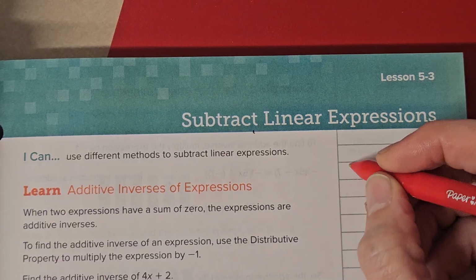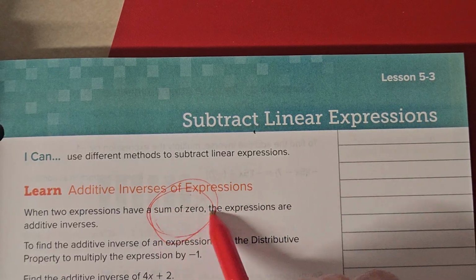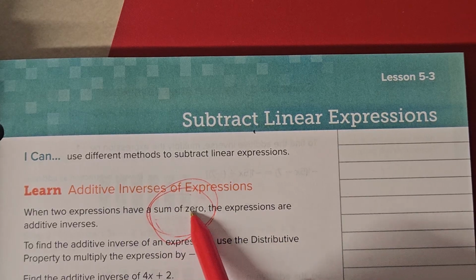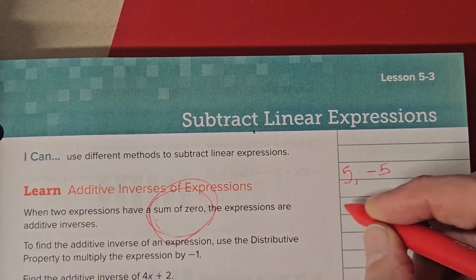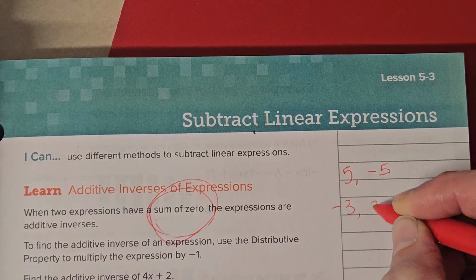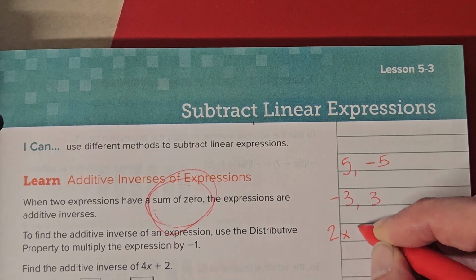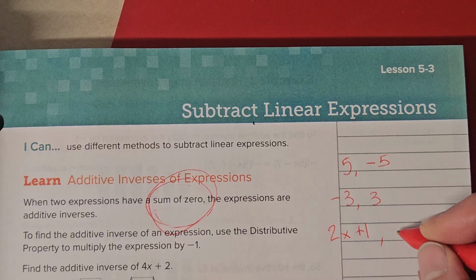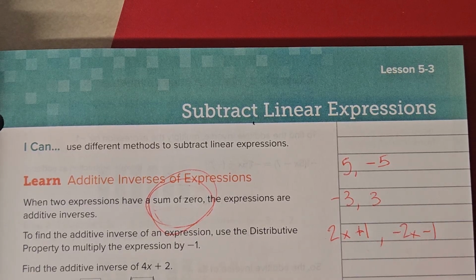So if you remember before, the additive inverse is when you add or subtract something to the expression or number you have, and it gets you to 0. So like 5's additive inverse was -5. -3's additive inverse was 3. Okay, so if 2x plus 1, its additive inverse would be, this has to be negative, and this needs to be multiplied by a negative.